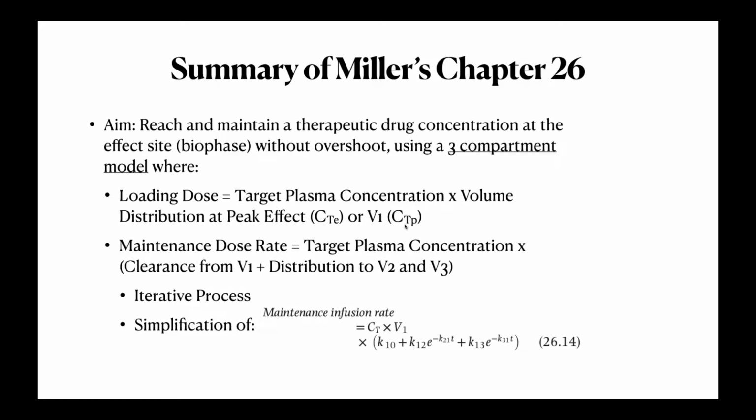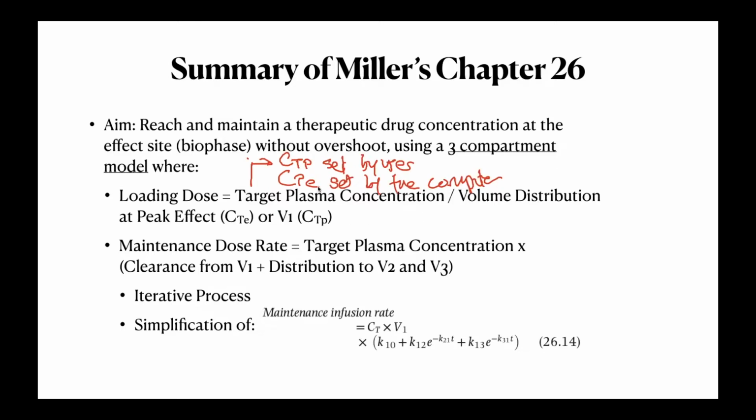The other thing to note is that the target plasma concentration can be defined by the user, or it can also be calculated by the computer if you're using effect site targeting. Now, the maintenance dose. The maintenance dose is your target plasma concentration multiplied by the clearance from V1 plus the distribution to V2 and V3.